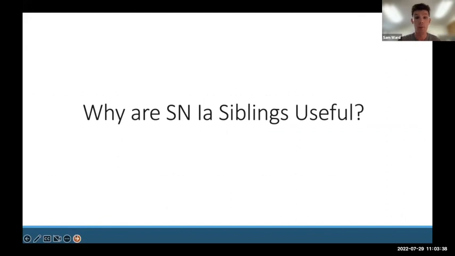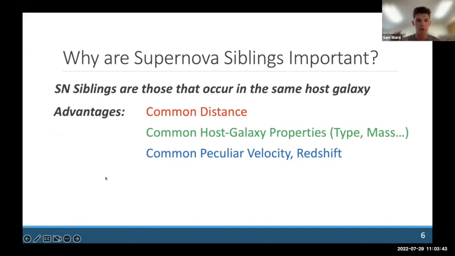So how is it that Type 1a supernova siblings can help us in answering some of these questions? Supernova siblings all occur in the same host galaxy, so they're all at the same distance. They share some common host galaxy properties, so they certainly share their global host galaxy properties, things like the host galaxy stellar mass. And a more subtle point is that they share the siblings' mean local host galaxy properties. So the siblings' mean star formation rate, the siblings' mean metallicity, things like this. They also share the same peculiar velocity and the same redshift as well.